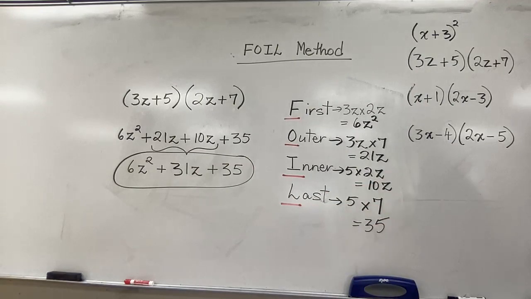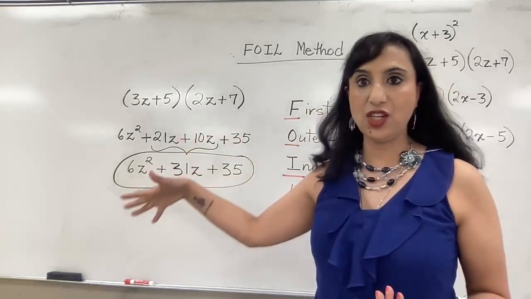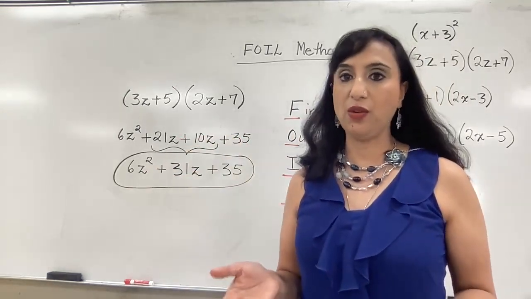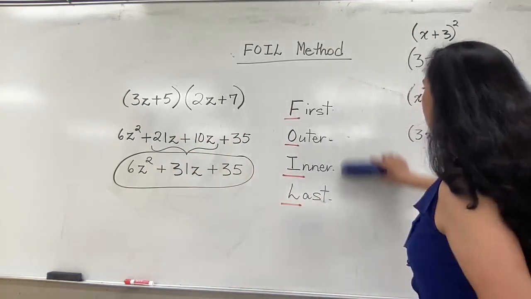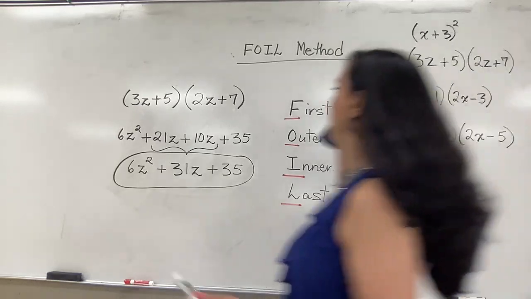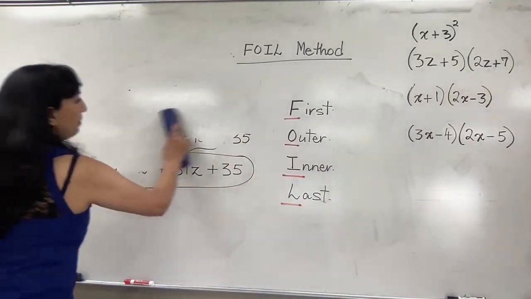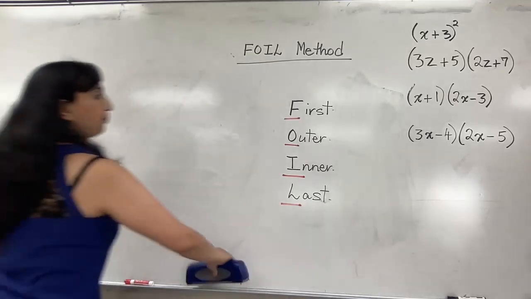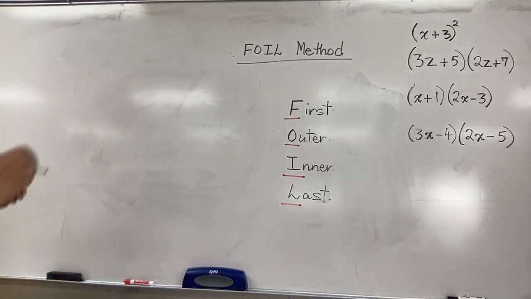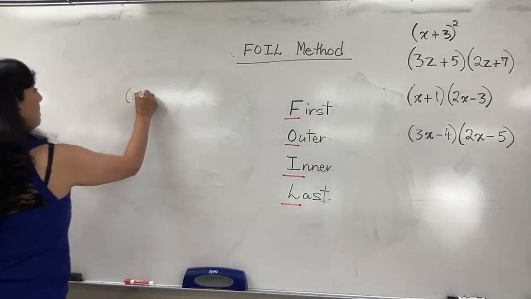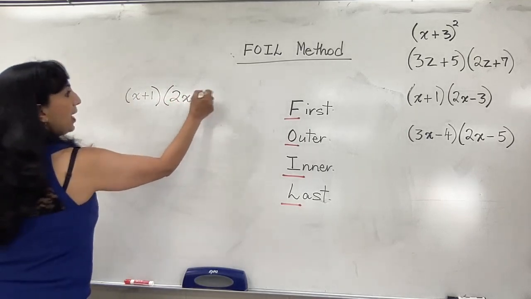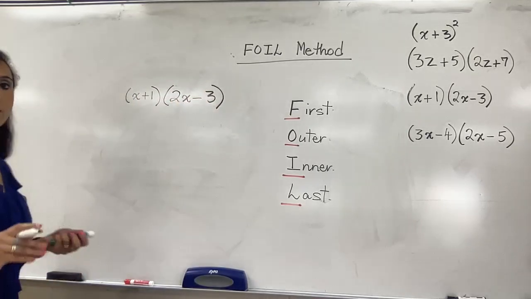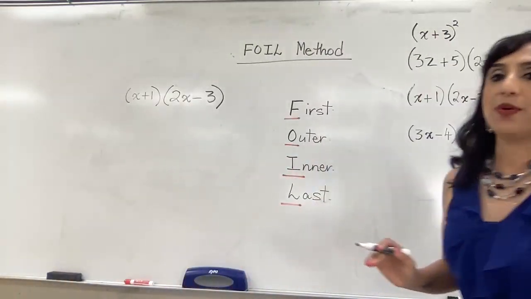Okay? Now, let's do one with subtraction. All that we've done so far is addition, but subtraction is just going to follow the integer rules. So let's go ahead and start solving the ones with subtraction. I'll do one subtraction problem, and then one where both of them have subtraction in it. Okay. All right. So let's start with x plus 1 times 2x minus 3. Okay, so once again, same process.